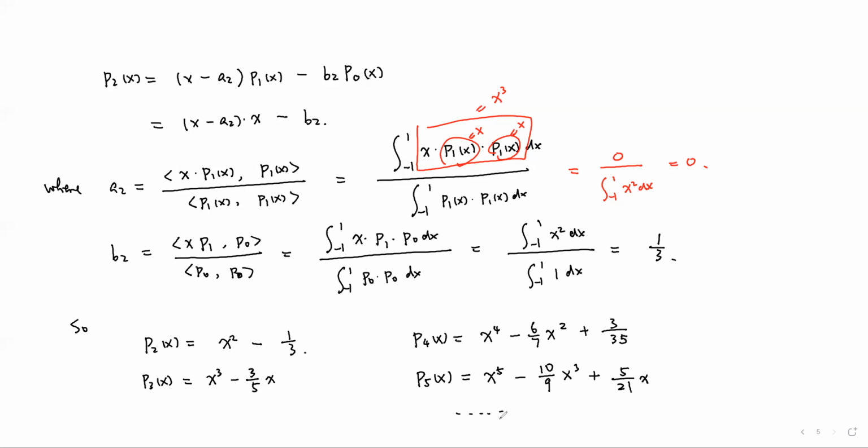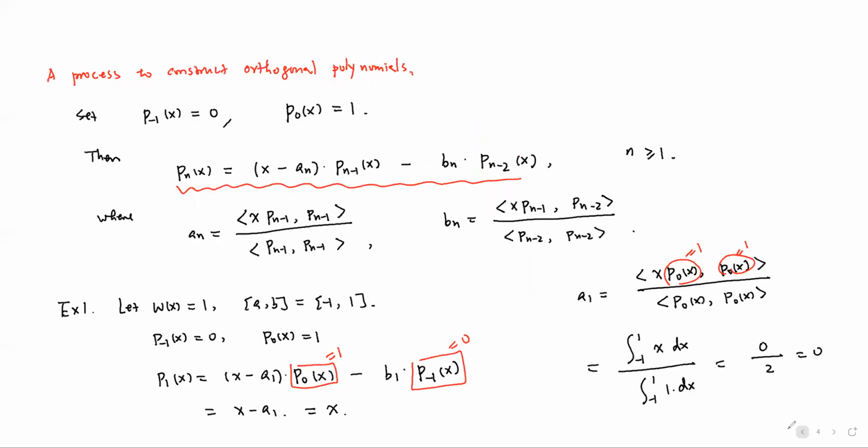So by that process, you can construct, theoretically, orthogonal polynomials of any degree. Now this is example 1 about how to use this formula, this process.